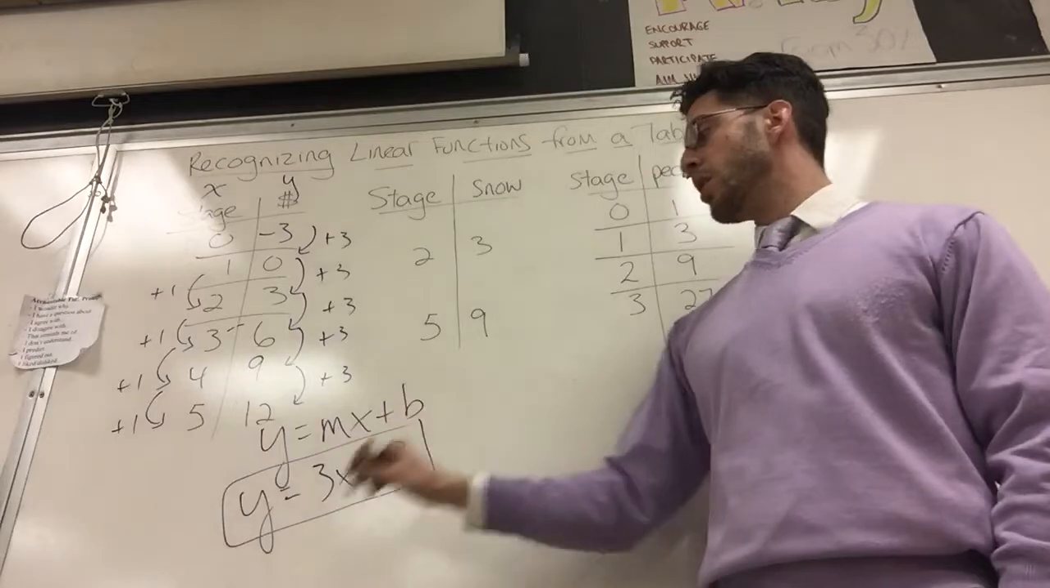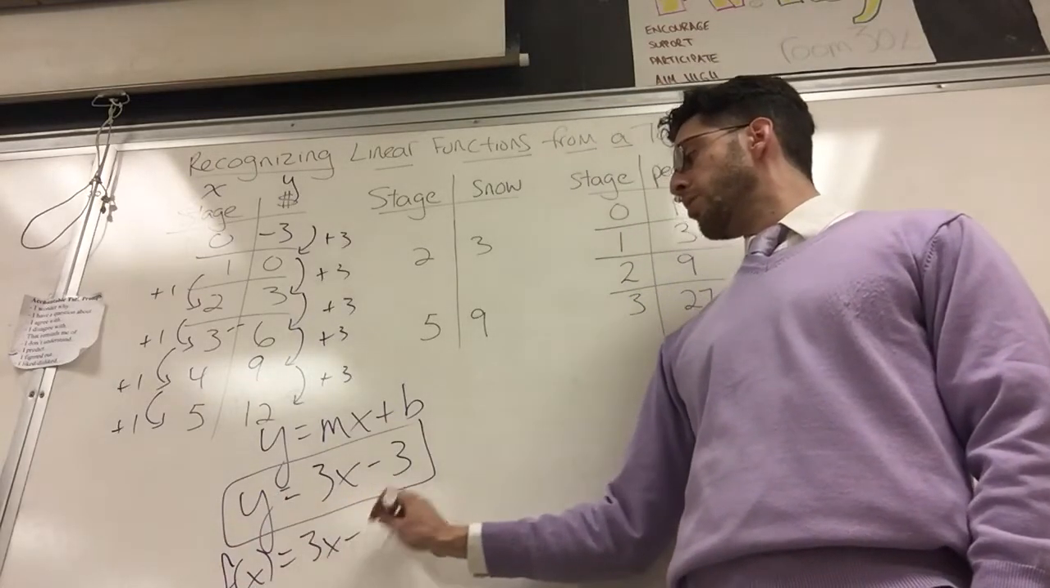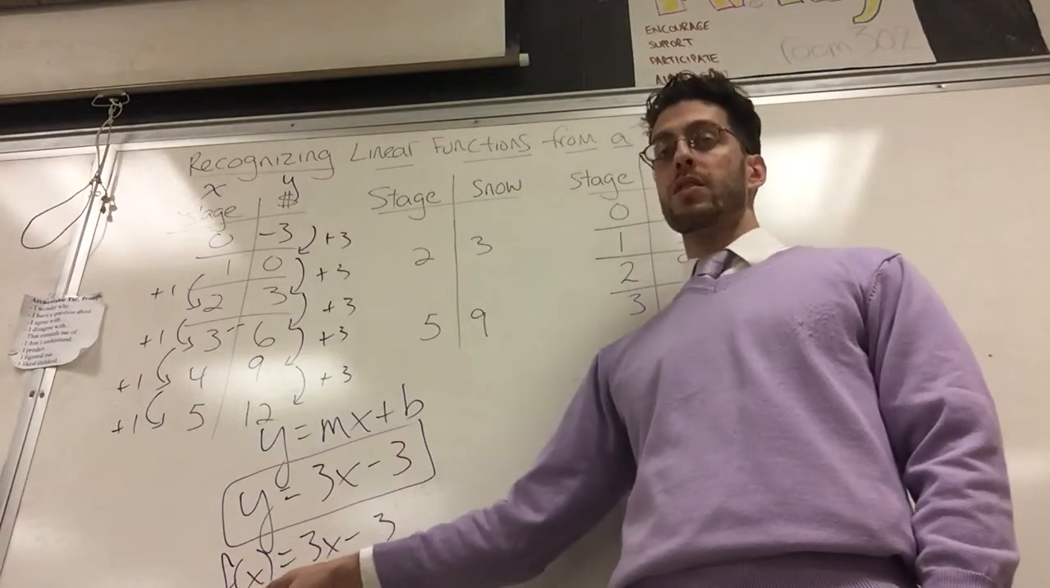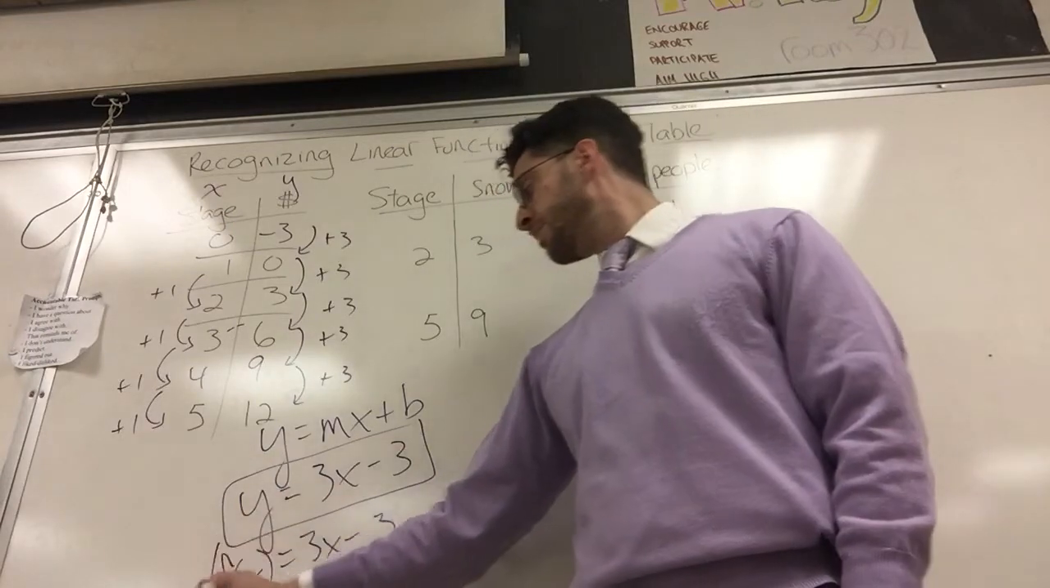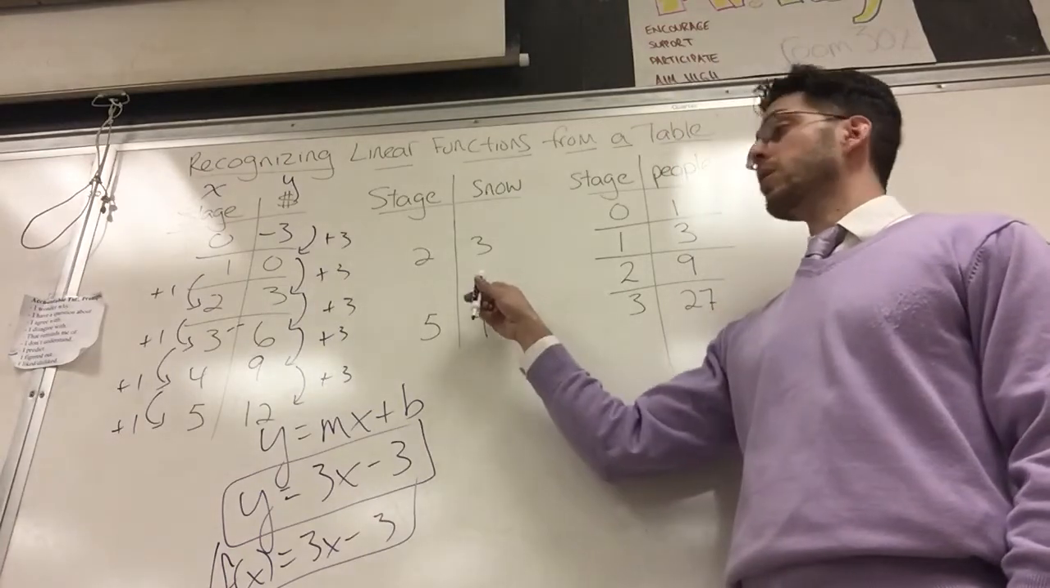There's the equation. You can write it as f of x equals 3x minus 3 because f of x means a function of x. It's the same as y. All right? That's it. Practice this one, all right?